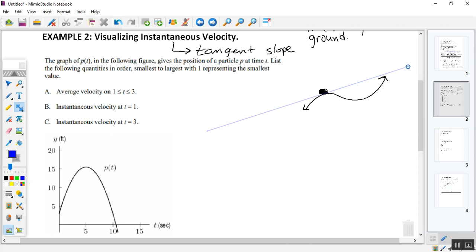I'm just scratching away. There's no reason. You can stop judging me, Molly. Why is that a tangent line? Just judge me.